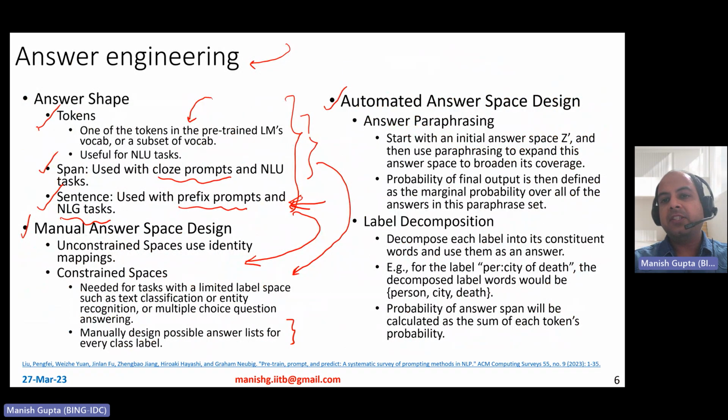In the case of automated answer space design, the idea is that you have some sort of an NLU task and you have answers coming in from this natural language generation model.